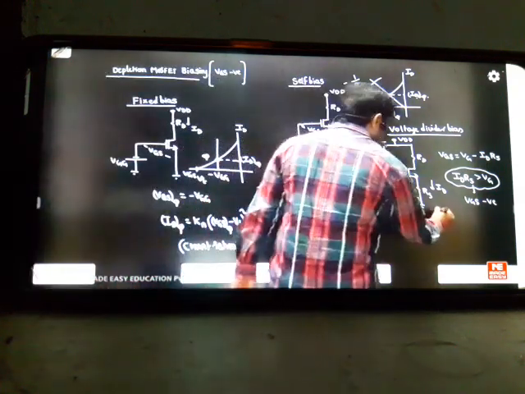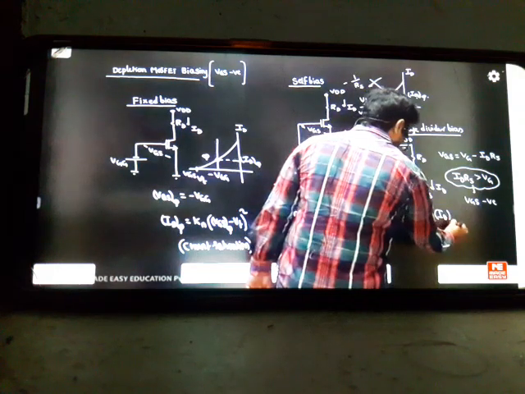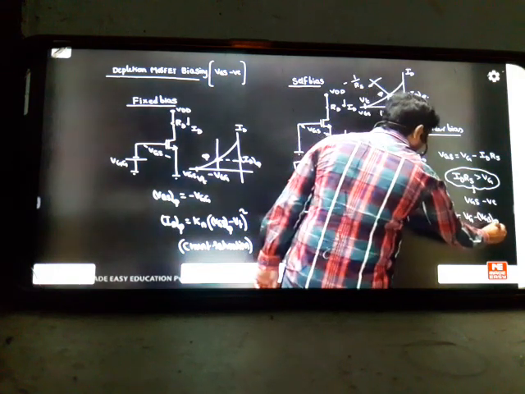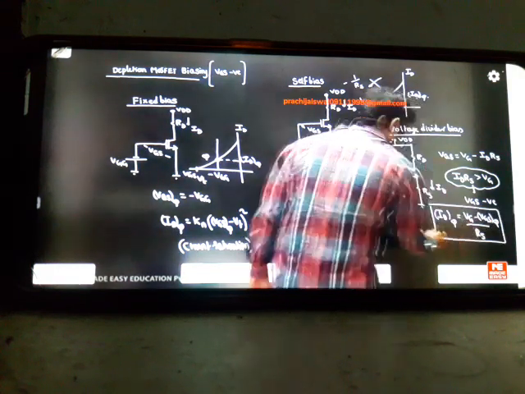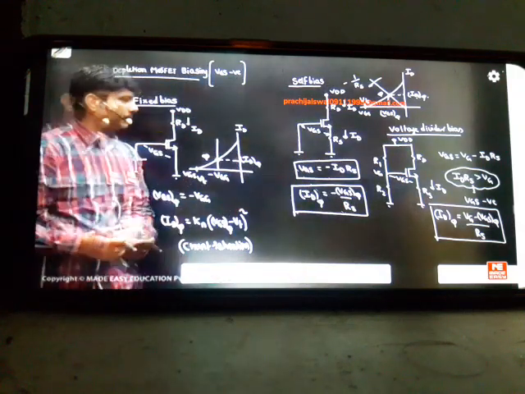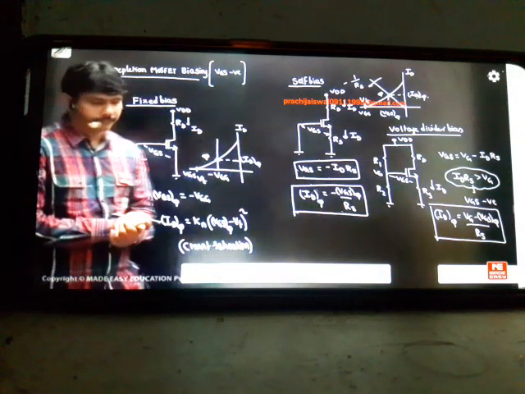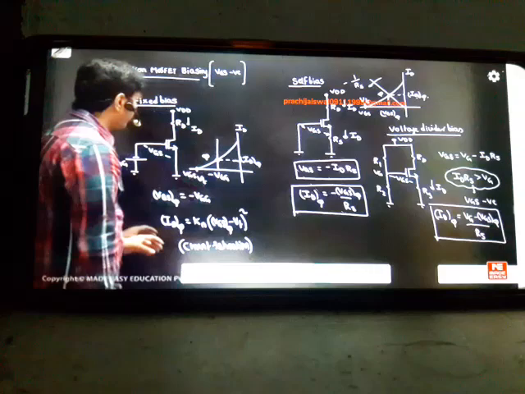Now what is the IDQ formula here? Your IDQ formula will be VG minus VGSQ divided by RS. This is the way of studying the biasing circuits. It hardly takes 5 minutes to remember these techniques. Biasing is not a big issue. The concept will come to you in 5 minutes. Short notes will help you understand the story of biasing circuits within 5 minutes.